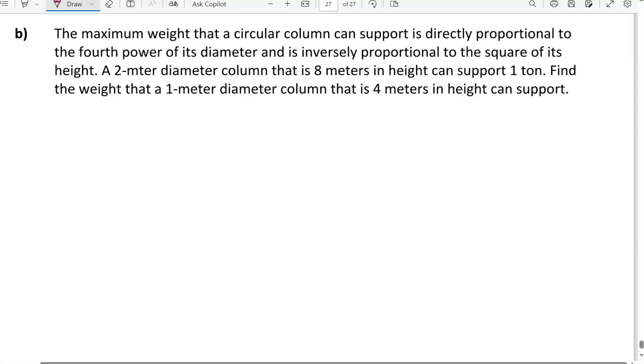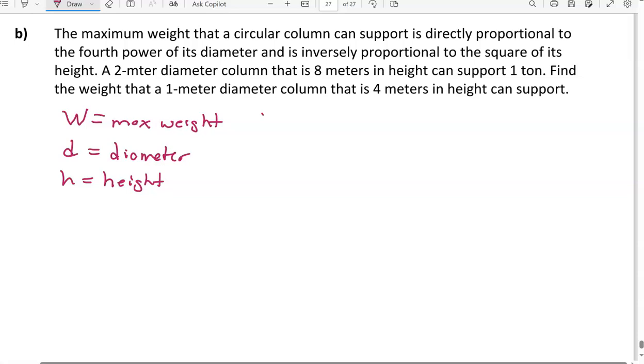In the last example, the maximum weight that a circular column can support is directly proportional to the fourth power of its diameter and inversely proportional to the square of its height. Let's take a moment and write all this down using variables. So maximum weight, we've got diameter and we've got height. So let's let maximum weight be W, and D be diameter, and H be the height.